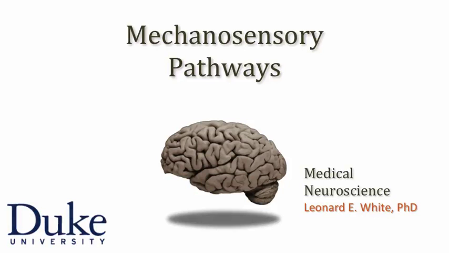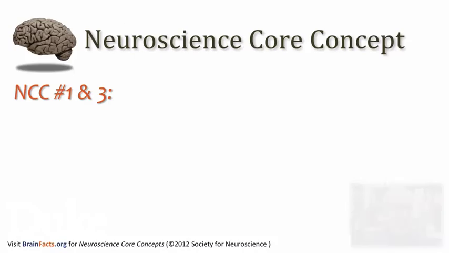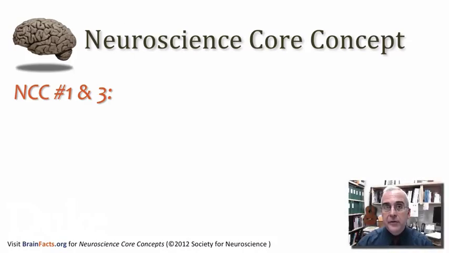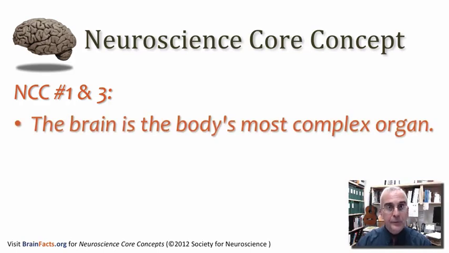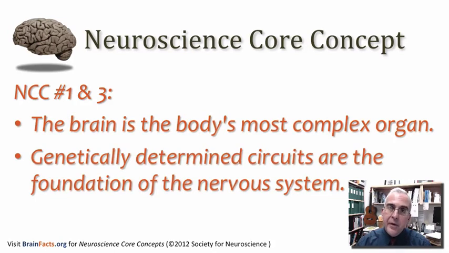Welcome back to our discussion of the mechanosensory systems, which are part of our broader systems within our bodies for processing somatic sensory information. All of this pertains to several foundational concepts in the field of neuroscience. Two in particular that I would highlight are, first, one that should be very familiar to you now: that the brain is the body's most complex organ, and also that there are genetically determined circuits within the brain that are truly the foundation for the operations of the nervous system.